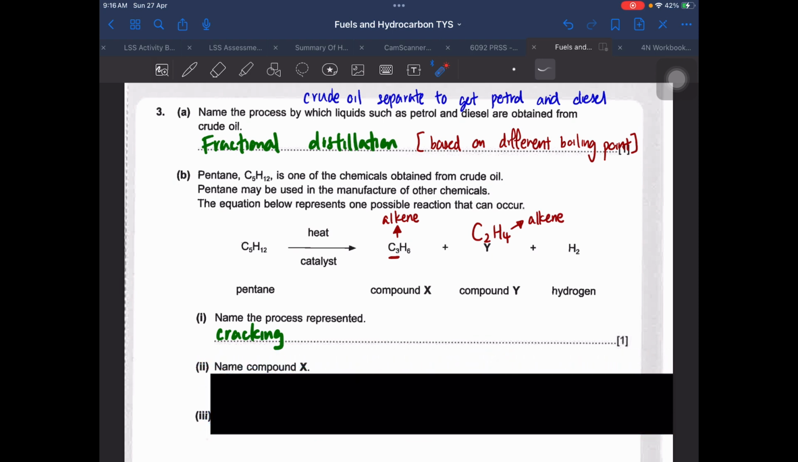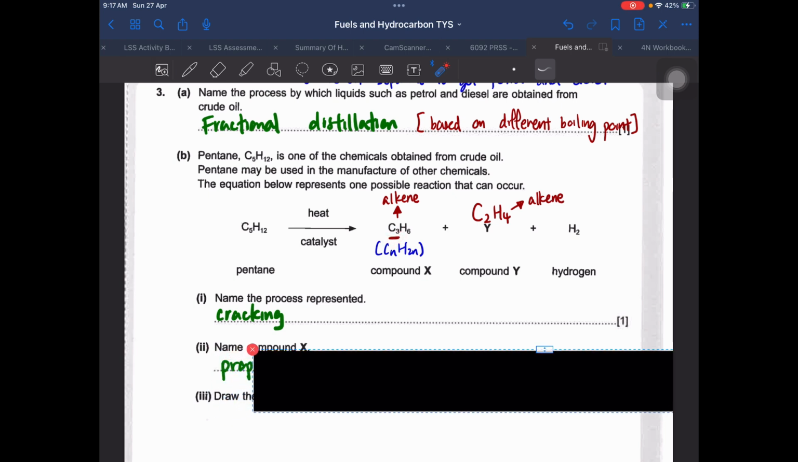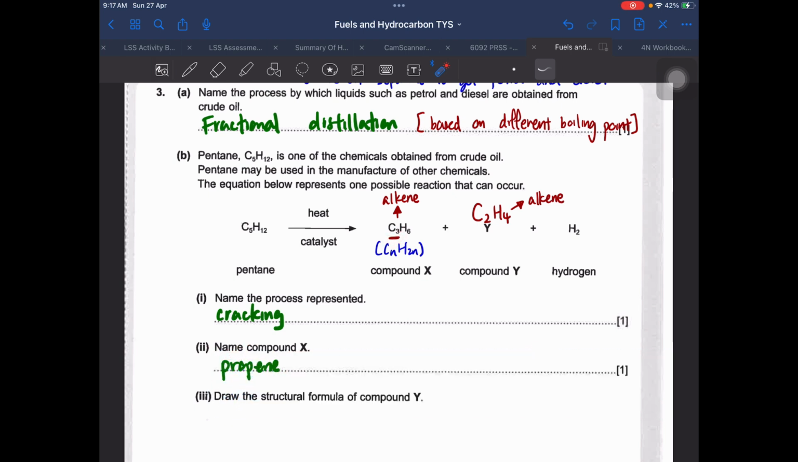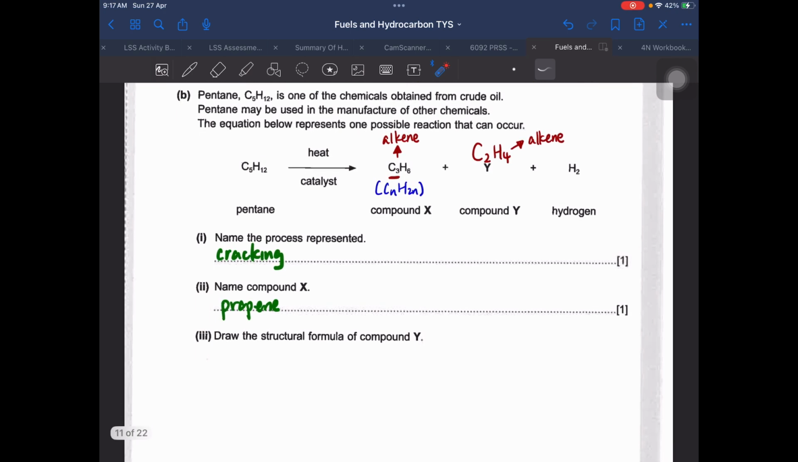And how do you name compound X? Compound X, if you take a look at it, the formula is C3H6. That means it follows the general formula of CnH2n. That means it must be an alkene. It has 3 carbon, so it starts with PROP. Because it's an alkene, the name will be propene. Next, we have drawing of compound Y.